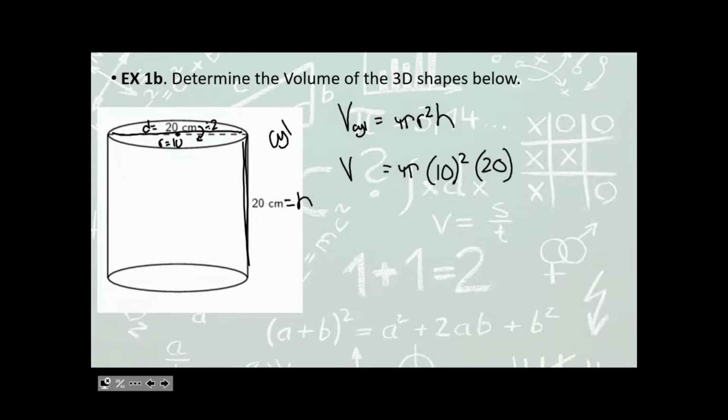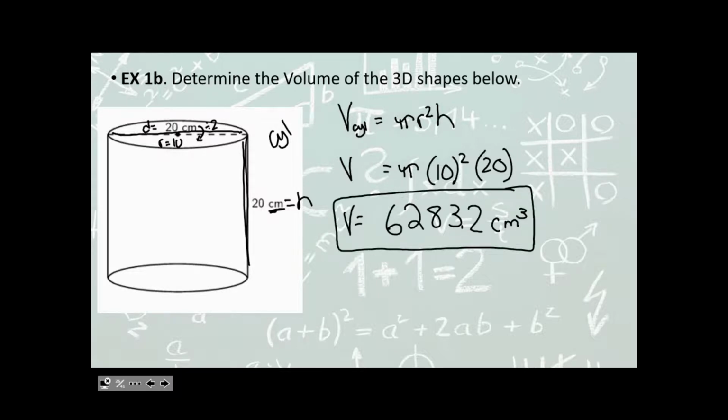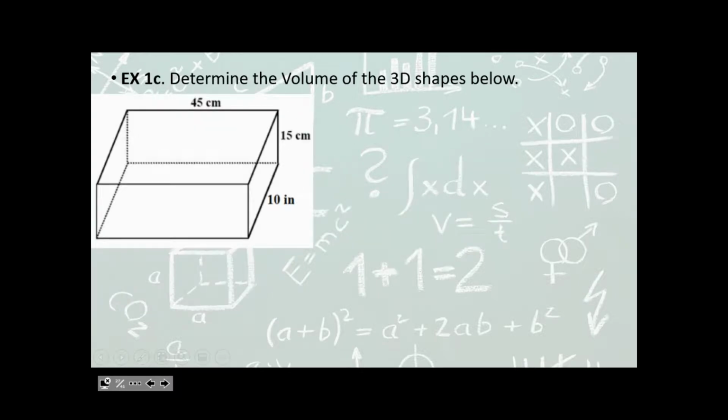of 20. And when I put that all into my calculator, I should get 6,283.2. And then I've got to make sure I include my units here. So centimeters cubed, because I'm talking about volume, which is in 3 dimensions.